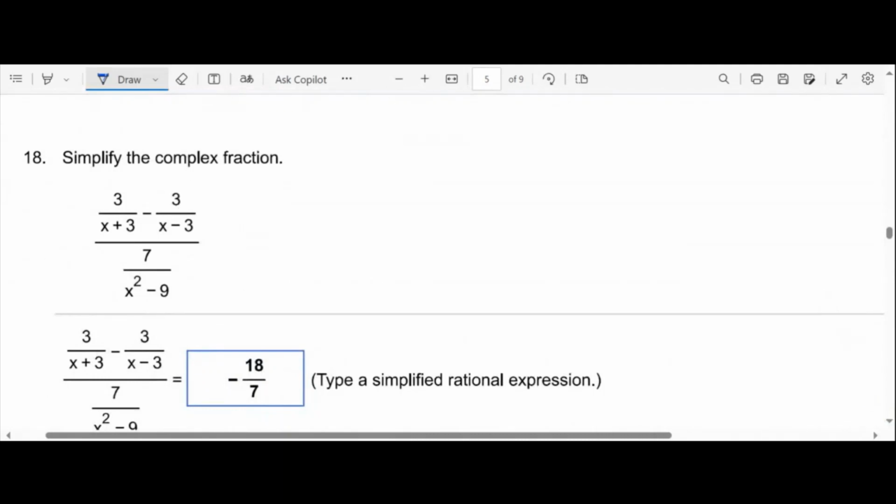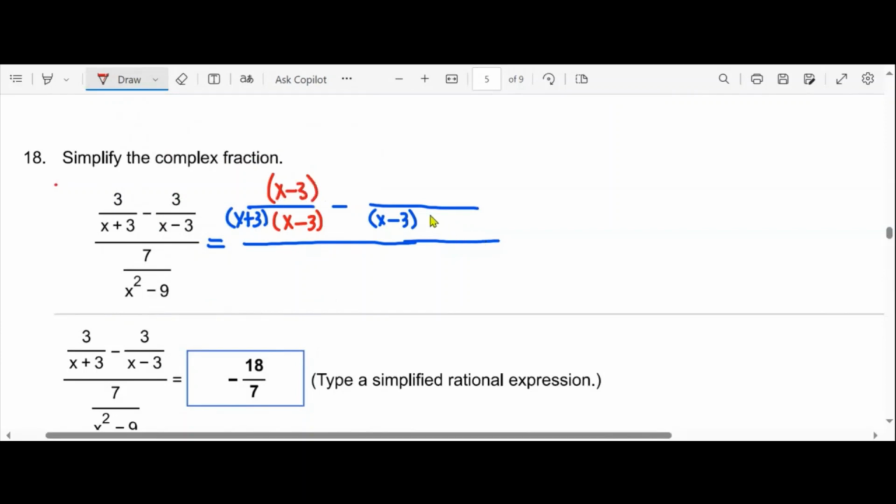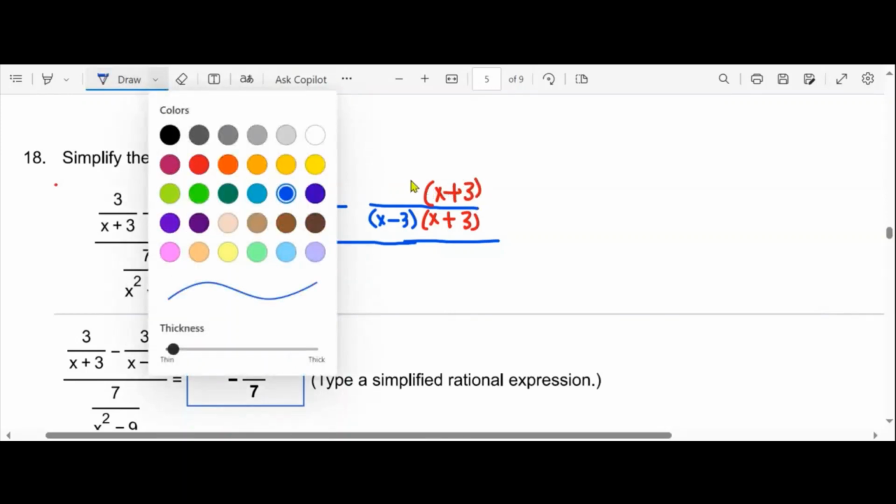Simplify the complex fraction. 3x over x plus 3 minus 3 over x minus 3, over 7 over x squared plus 9. Okay. In the first one, Muhammad, we have 3 over x plus 3, x plus 3 here, right? And here we have x minus 3. What is missing here? X minus 3 and there x plus 3. Exactly. If you multiply on the top, you need to multiply at the bottom. Right. So now we just subtract the values.